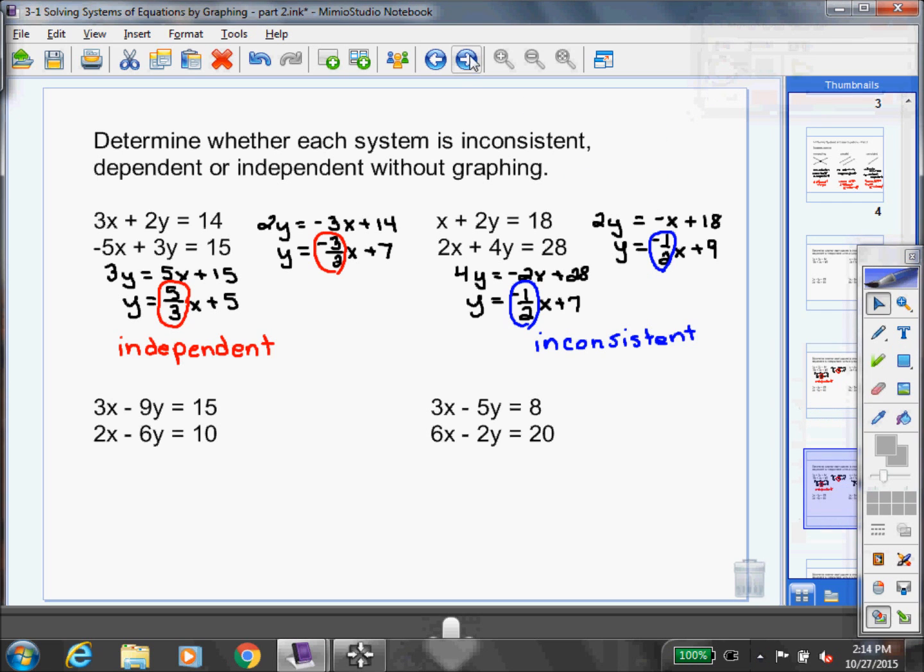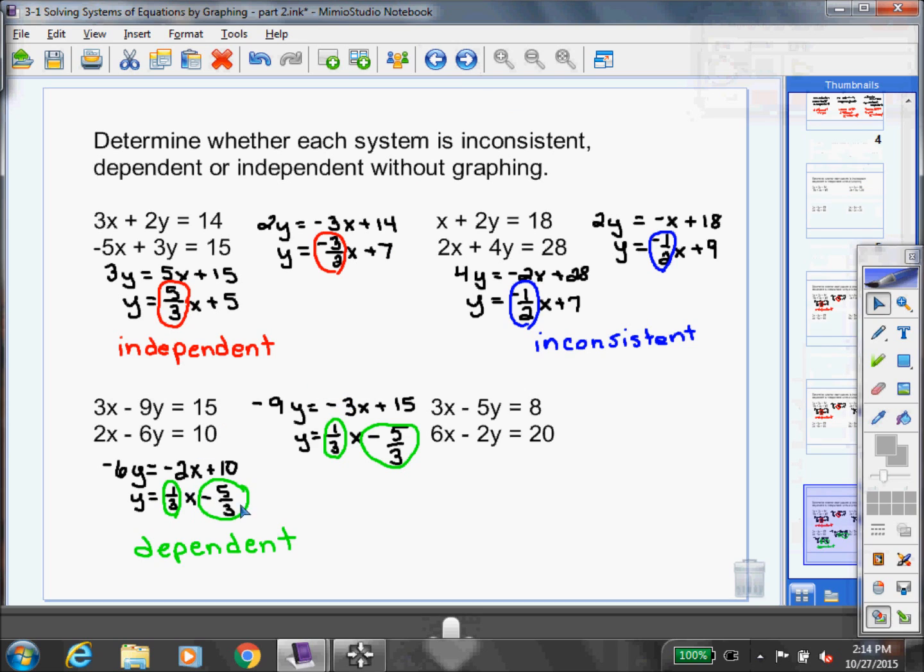All right, the third one. When you solve it, you find out you've got the same slope. You've also got the same y-intercept. They're the same line. They're just written in different ways. That makes them dependent. They're not even intersecting. Coincident. They're the same line. What a coincidence. So dependent, it's the same line when you solve them out. And that would be that one. Let's work on the last one.